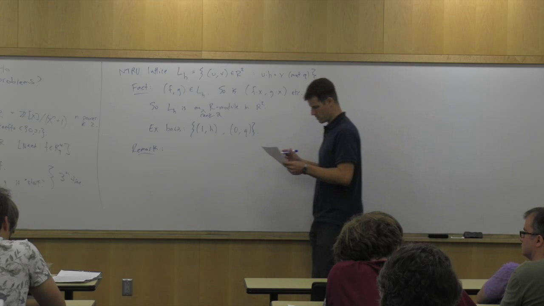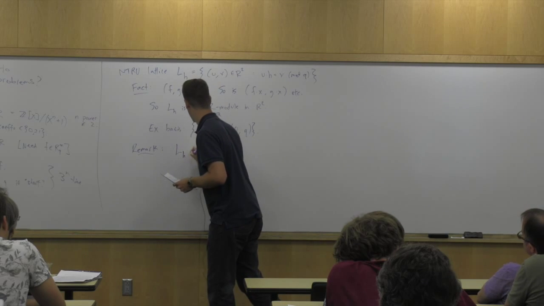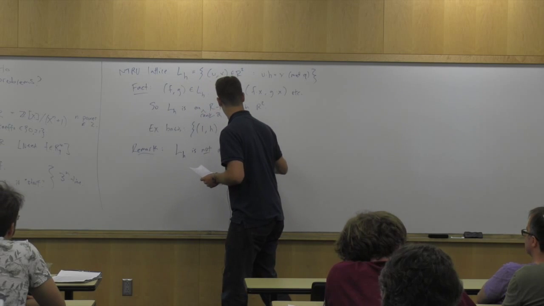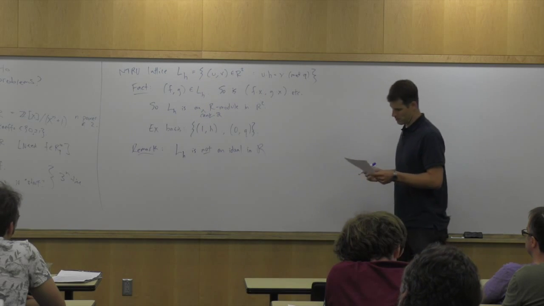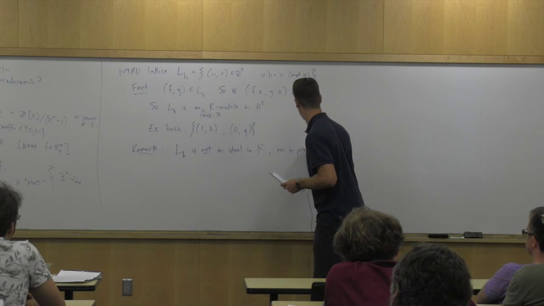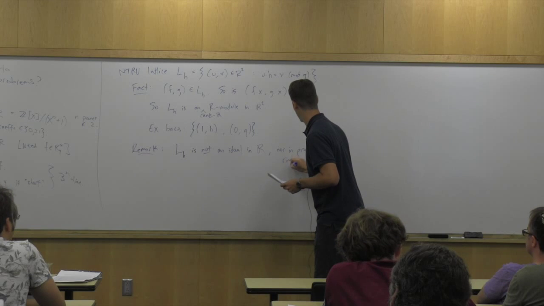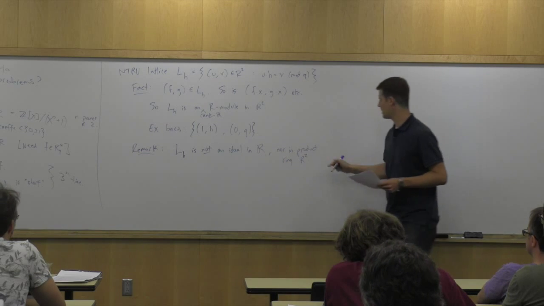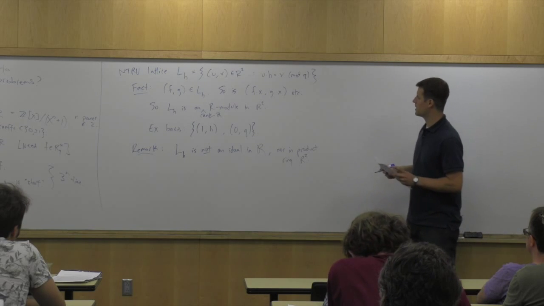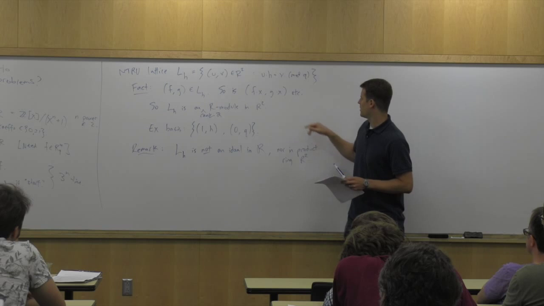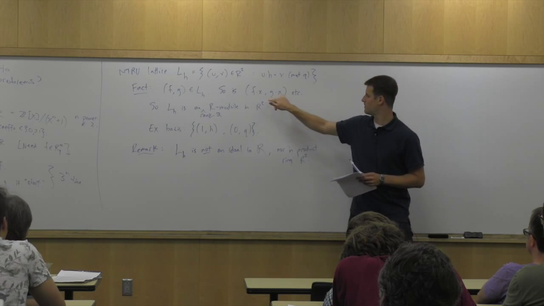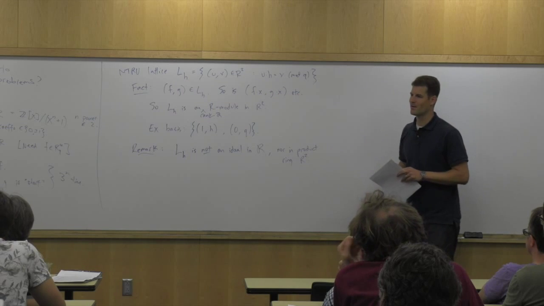Okay, but the remark is that L_H is not an ideal in R. It doesn't even live in R, nor in the product ring. It lives in R squared, but it's not an ideal in that product ring, simply because it's an R module. You have to multiply both of the coordinates by the same thing. You can't multiply them by different things and expect to stay.